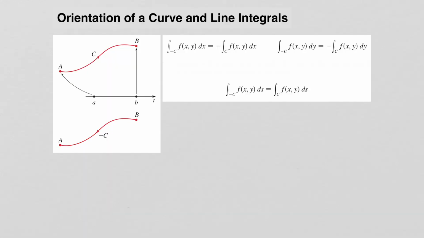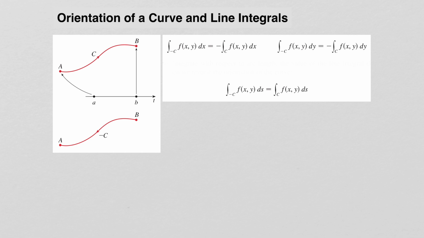Now let's take a look at the effect on the orientation of a curve and the line integral along that curve. So for example, if we integrate a function f of xy along some curve from a to b, we know that that's going to give us a particular value. But what if we were to go from b to a? What exactly happens when we go from b to a?